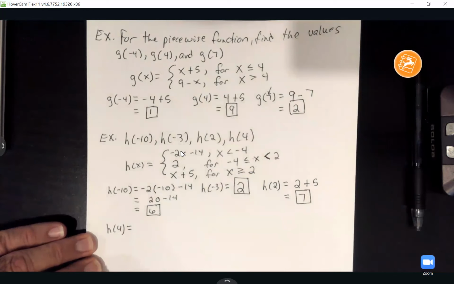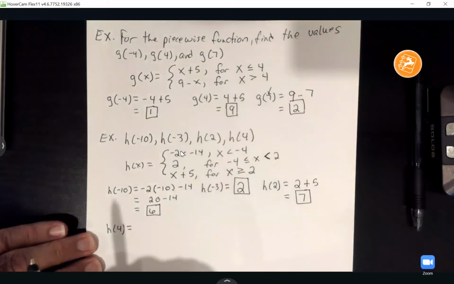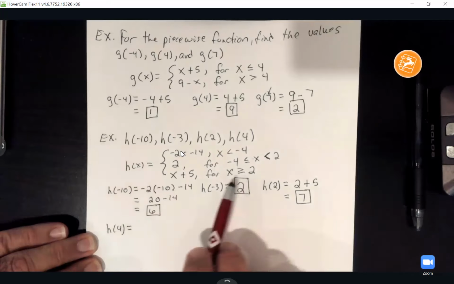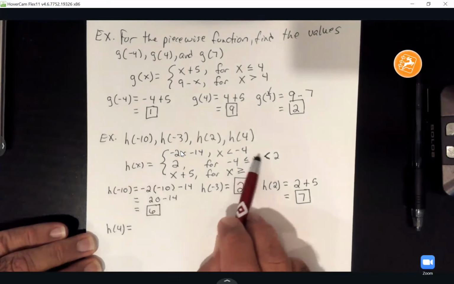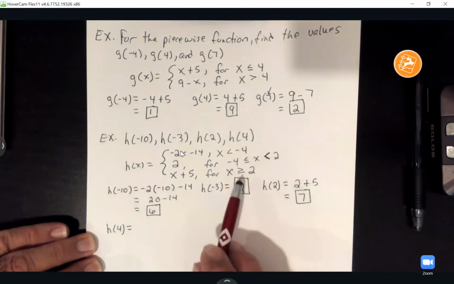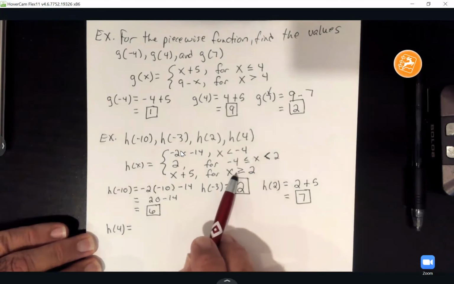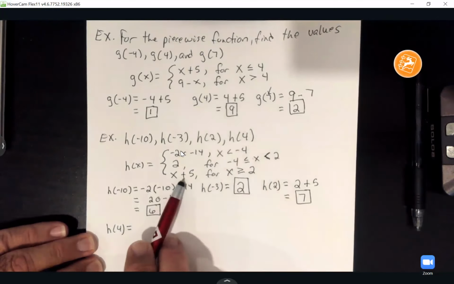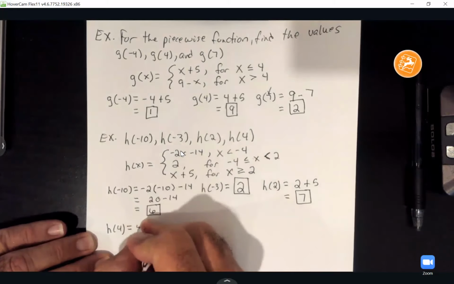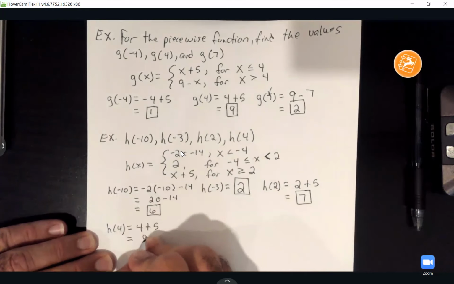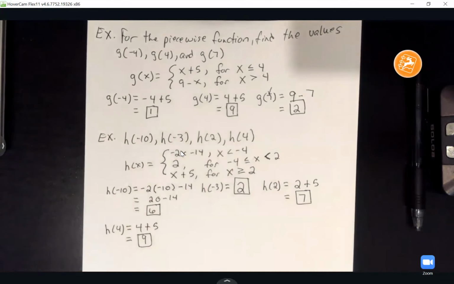That, the second one, ain't it? Which one are y'all saying? The second one? Well, think about this. The third. That's the third one. Because remember, this one says your x has to be greater than -4, but still less than 2. My third one says, if your x is greater than or equal to 2, we'll use it. So I'm going to use the x plus 5. I'm going to put my 4 in for the x. And then 4 plus 5 gives us our 9.